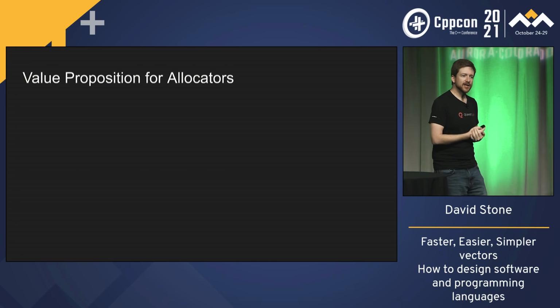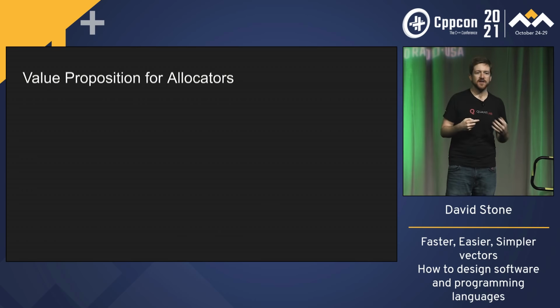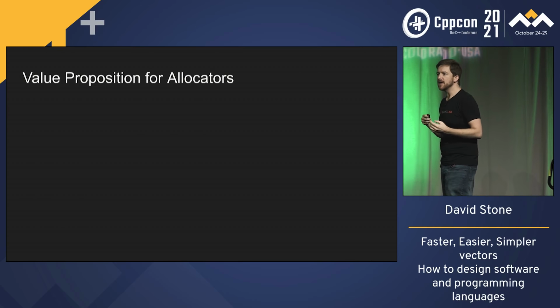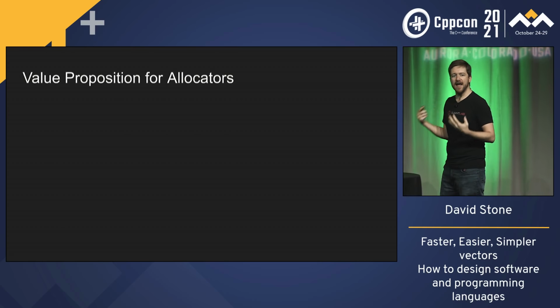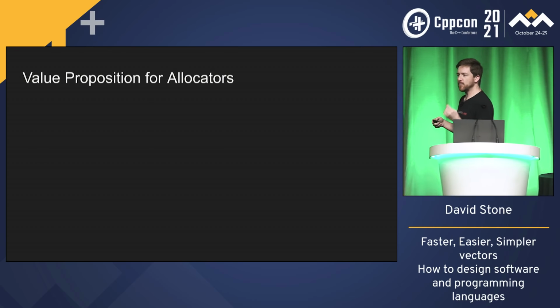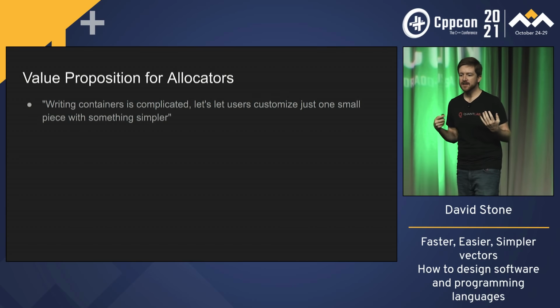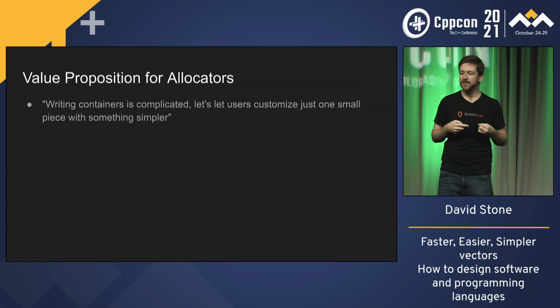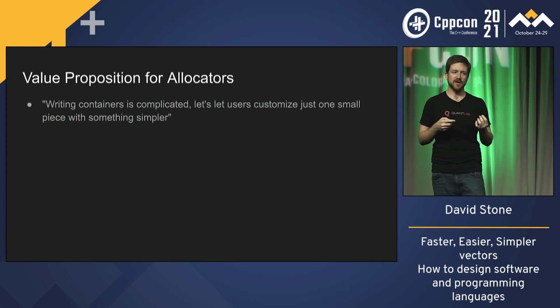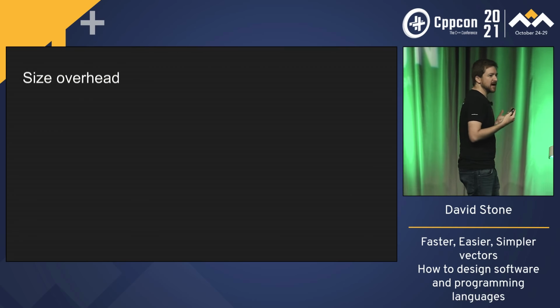So now I want to talk about allocators. When you start saying, okay, there's all these different types of vectors and all these different performance characteristics you can get out of them, it's natural to think, okay, can allocators solve this problem? We already have this designed into the language. Can we press it into service here? So the value proposition for allocators essentially comes down to writing containers is complicated. Sometimes all that users want to customize is how they allocate the memory. So let's just let them customize that one piece. Sounds reasonable.